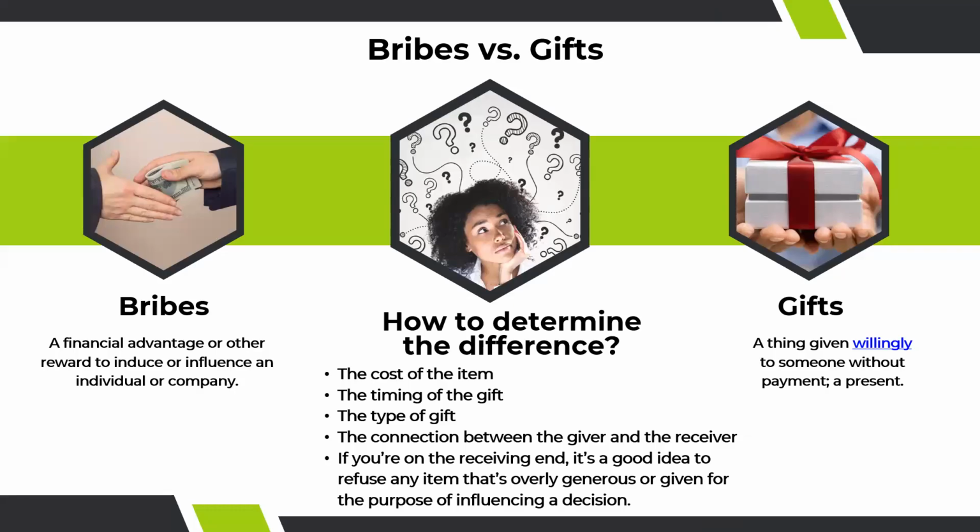Well, the first determination is the cost of the item. When was the item or gift given to you? Was it right before sealing a contract, or was it after you signed the contract? Which type of gift did you receive? And the connection between the giver and the receiver. If you're on the receiving end, it's a good idea to refuse any items that are overly generous or given for the purpose of influencing your decision.